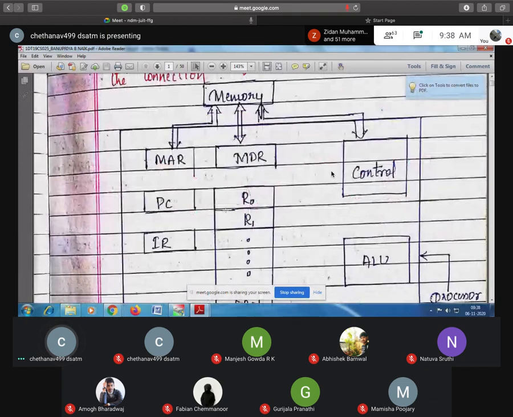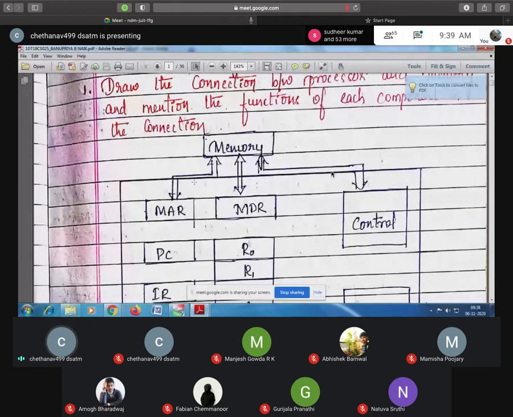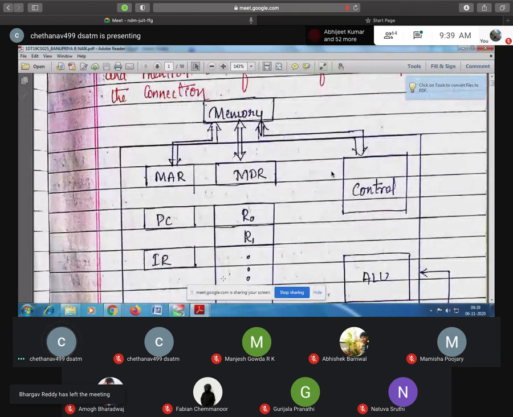Here we are able to see one diagram. See the question first. I don't want to disclose the name of the student. Draw the connection between processor and memory, and mention the function of each component. That's the important thing. So memory is this and processor is this. You have to provide a proper link.